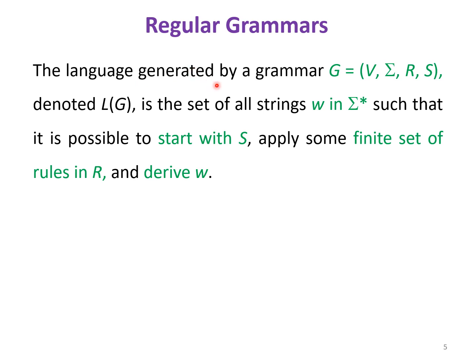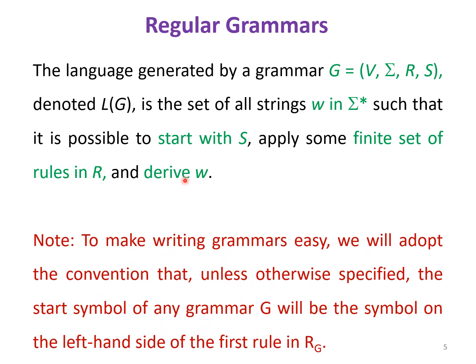The language generated by a grammar G = (V, Σ, R, S), denoted L(G), is the set of all strings w in Σ* such that it is possible to start with S, apply some finite set of rules in R, and derive w. To make writing the grammar easy, we will adopt the convention that, unless otherwise specified, the start symbol of any grammar G will be the symbol on the LHS of the first rule in the grammar.